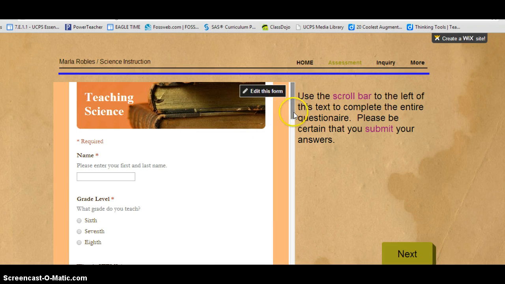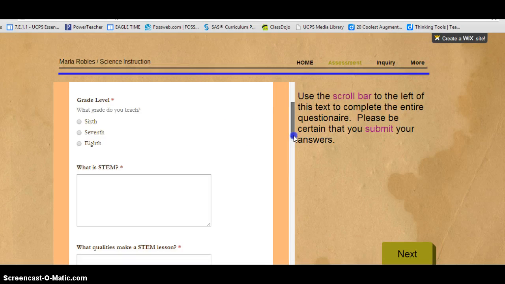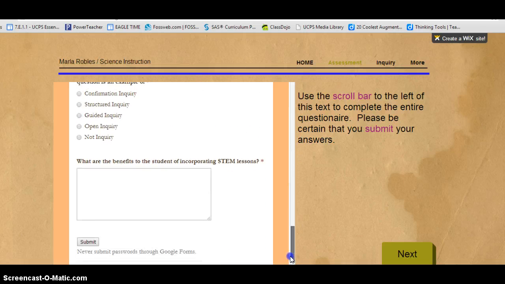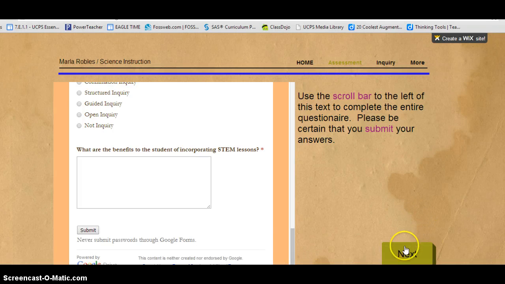Mind you, these are adult learners. So the first thing I did is I collected some information about them and what their ideas and thoughts about STEM and inquiry method science education were.